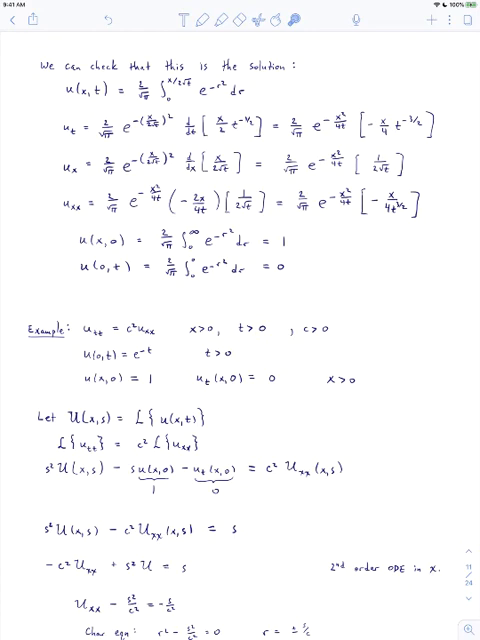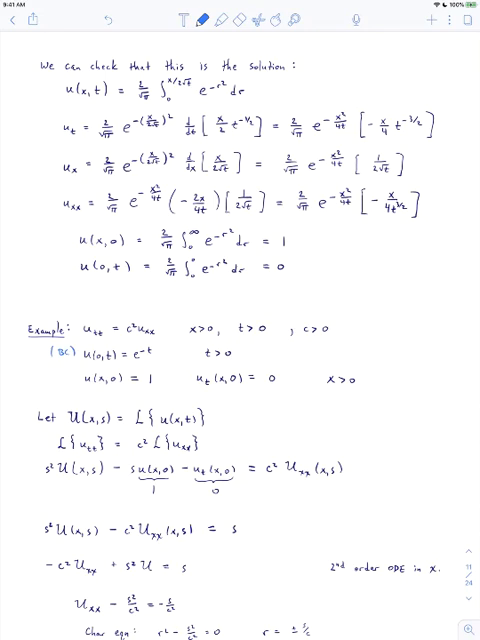Let's look at another example. So we've looked at an example of advection, we've looked at the heat equation or the diffusion equation. Let's look at the wave equation. So u sub tt equals c squared u sub xx. So let's let u at 0, t be equal to e to the minus t. So this is our boundary condition here. Let's just label it boundary condition.